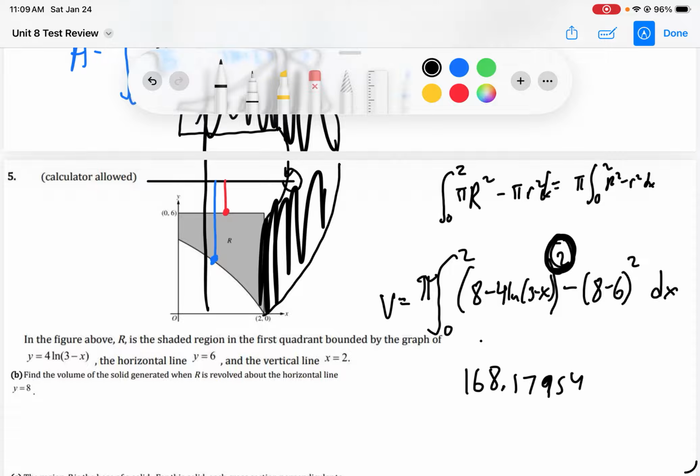We don't know if this is square or cubic units or cubic centimeters, cubic feet. So you don't have to worry about writing cubic anything. That would just be the answer.